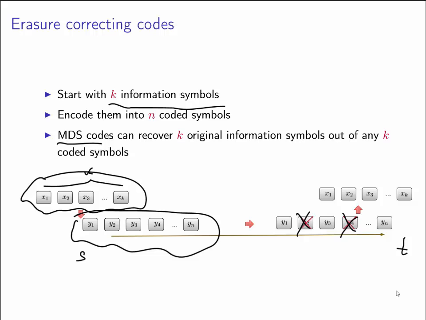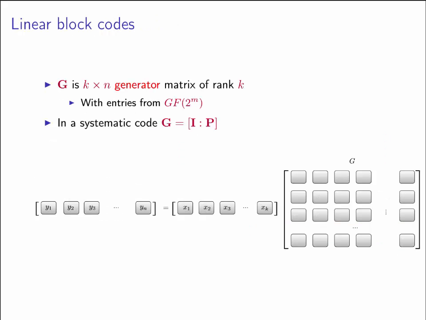So those are erasure correcting codes, and they are widely used in channel coding. They can also have a limited use in network coding, and we will show that for some simple network coding problems we can actually use those erasure correcting codes. So now let's see how erasure correcting codes can be constructed.